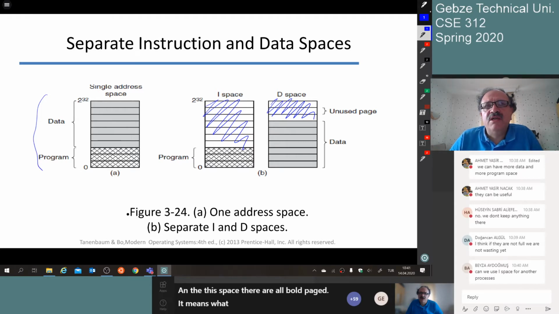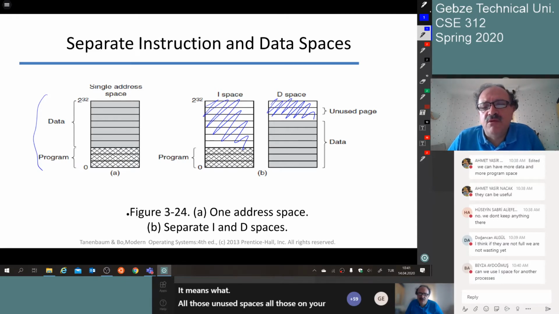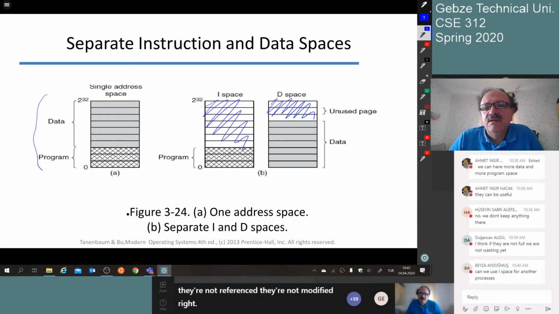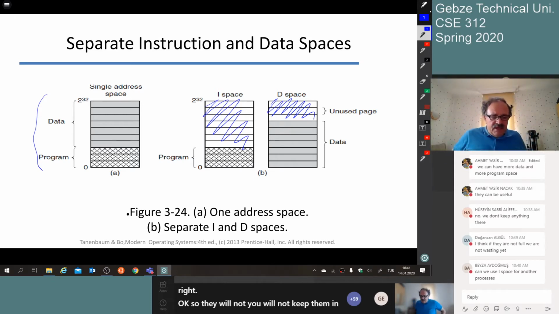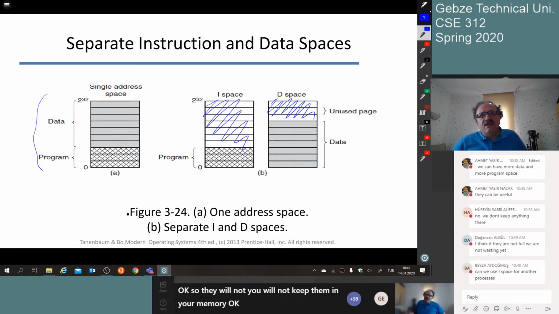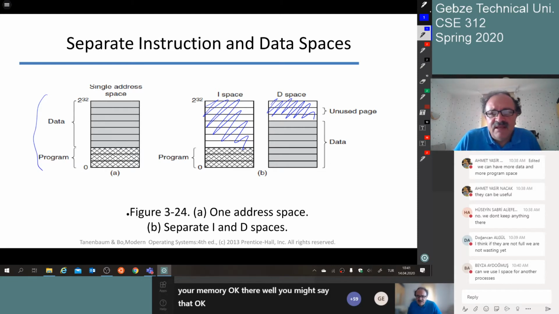All those unused spaces will not be in your memory because they are not referenced, they are not modified, right? Okay, so you will not keep them in your memory. Well, you might say that you are wasting this space then. Well, we have some solutions for that. If you are not using some spaces, then you don't keep them anywhere.